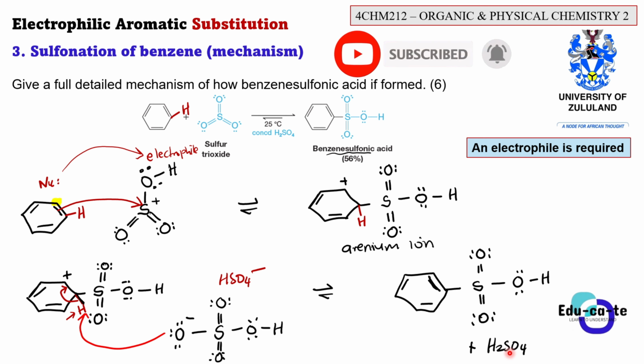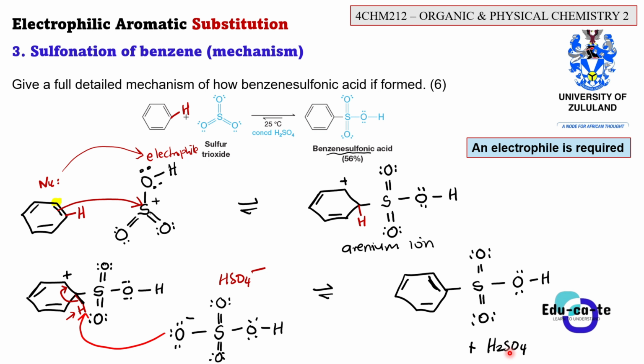So this is the sulfonation of benzene, whereby we react a benzene ring and sulfur trioxide in the presence of concentrated sulfuric acid to synthesize benzene sulfonic acid.